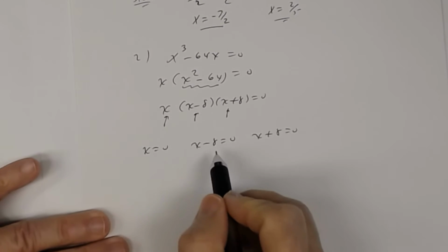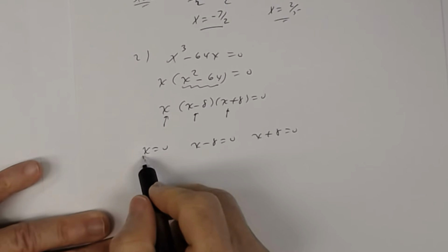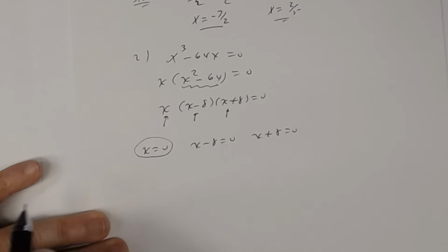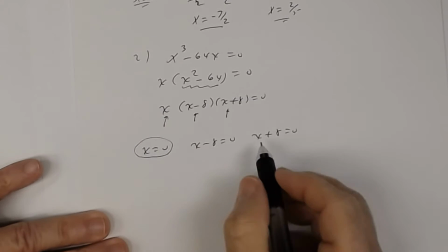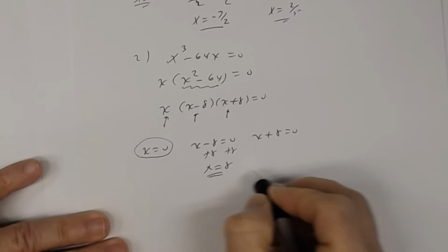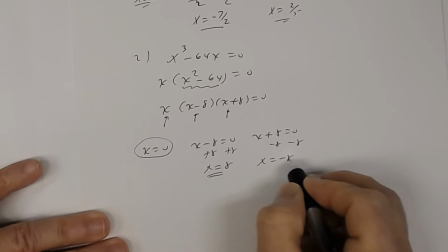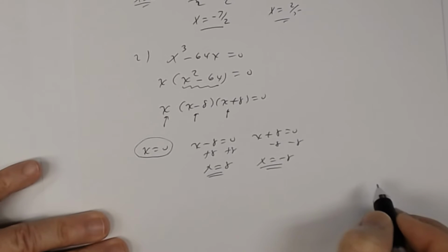And then it's just a matter of you solving each of those equations. So here, x is already by itself, so I already have one of my solutions at 0. Here, adding 8 to both sides, I have the other solution, positive 8. Here, subtracting 8 from both sides, I have the other solution, negative 8. So those are your 3 solutions.